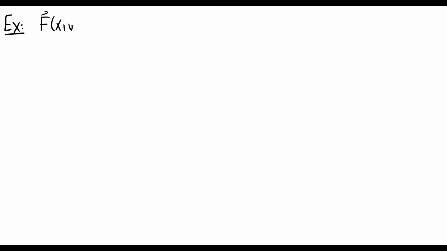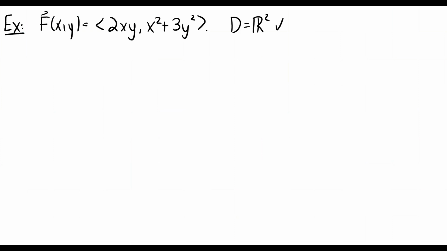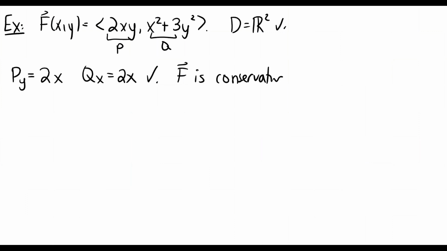Suppose F equals 2xy, x squared plus 3y squared. Notice that the domain of F is all of R2, which is simply connected. So we can test the partials. The partial derivative of P with respect to y is 2x. The partial derivative of Q with respect to x is 2x plus 0, which equals 2x. So these are the same. Thus, F must be conservative.